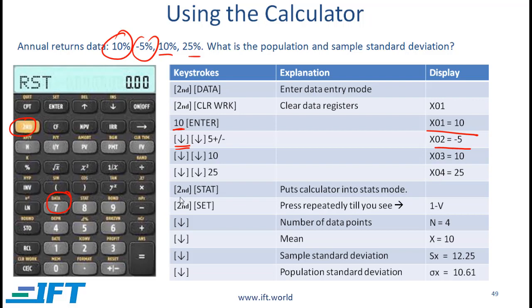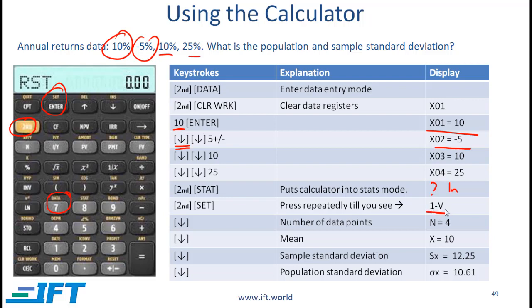Then you hit second stat. This puts the calculator into statistics mode. And what you might see is uncertain. Either you might see 1-V, which stands for one variable, or you might see ln or something else on the display. What you need to do is keep hitting second set until you see 1V. This stands for one variable. Since you are doing one variable calculation, the calculator should be in a single variable or one variable mode.